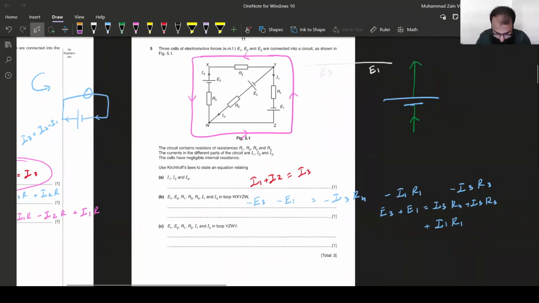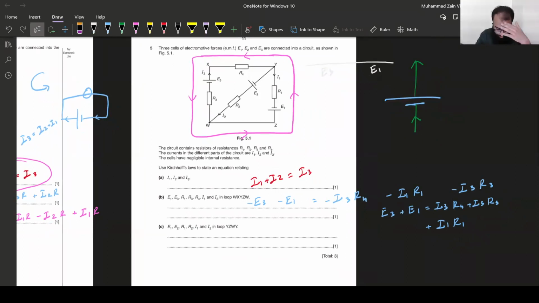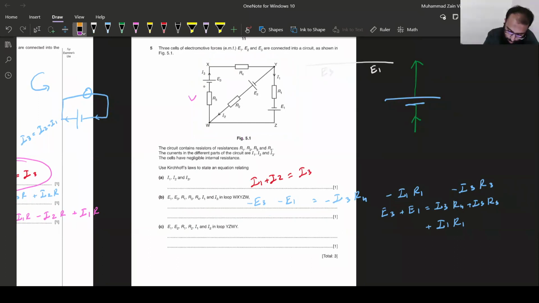And the next part is loop YZWY. Y, Z, W, and Y. So this time my loop is supposed to be this. And again, I take my sign convention like this. This is my sign convention. Okay, and what are the EMFs that are involved? One of them is E2 and the other one is E1. So those are the EMFs involved there.